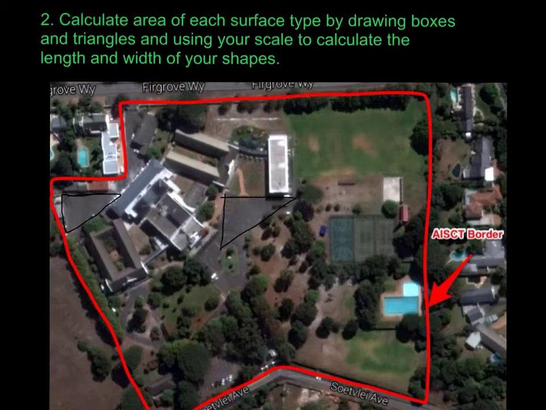Therefore, we can use the equation area equals 1/2 base times height. Sorry about that. Area equals 1/2 base times height. That is correct. So triangles are one thing that we can use to help us determine the area.